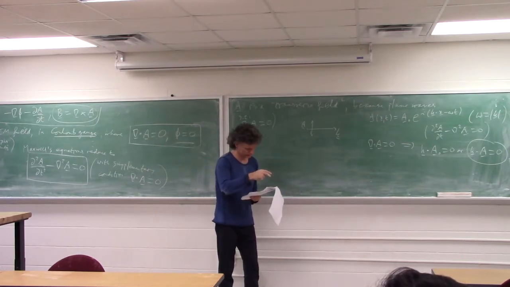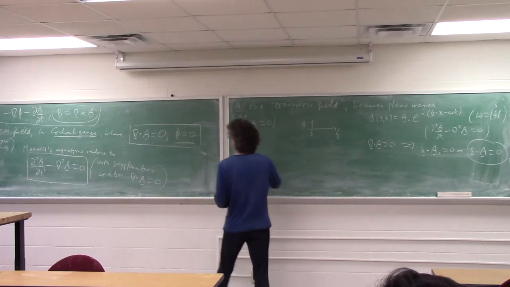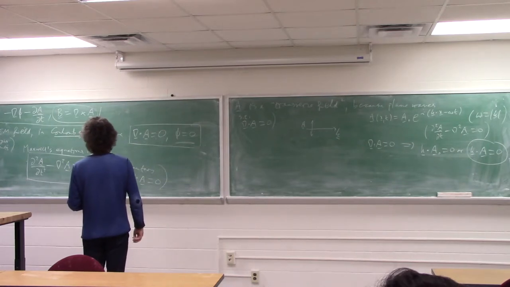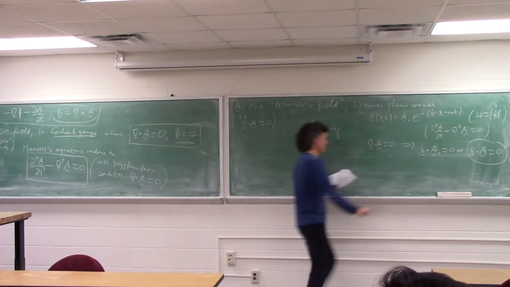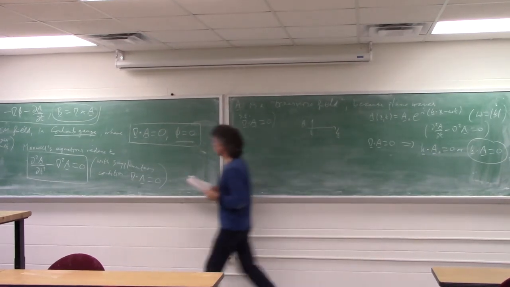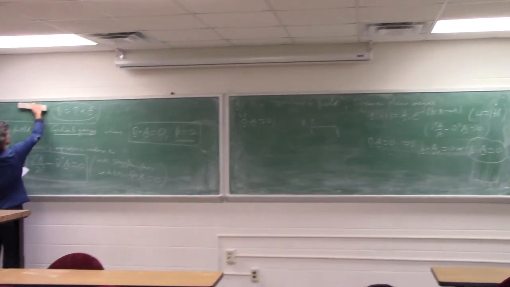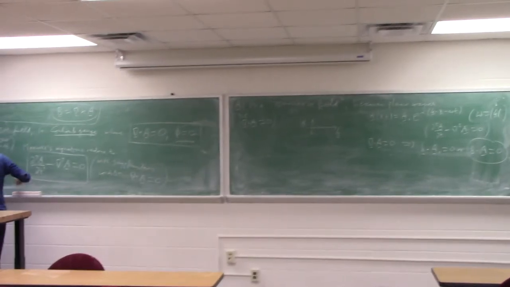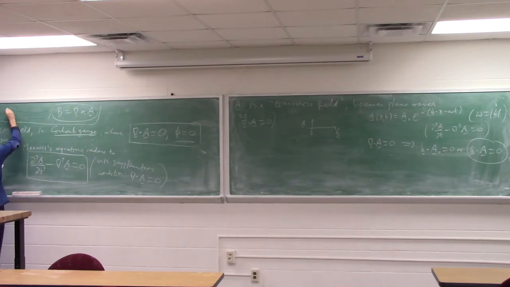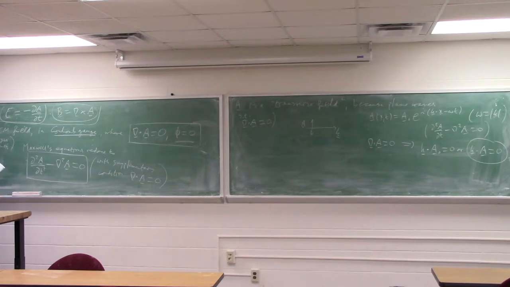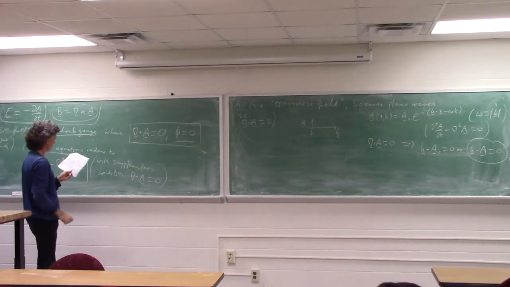All right, you know that already. So what else do I need to write down here? Remember φ is zero, so all the equations that we need are here: E is minus ∂A/∂t, since φ is zero, and B is the curl of A.